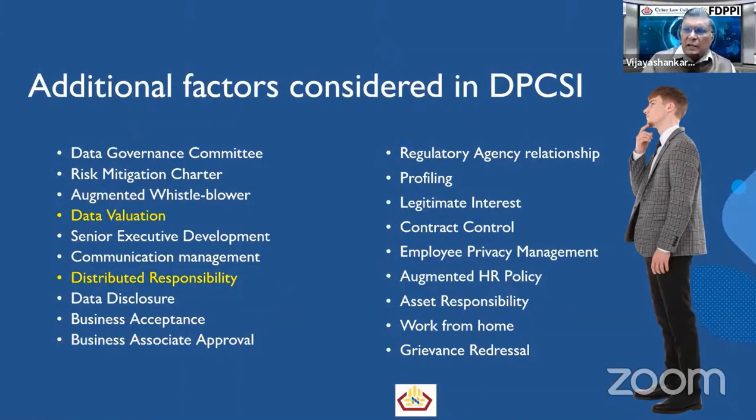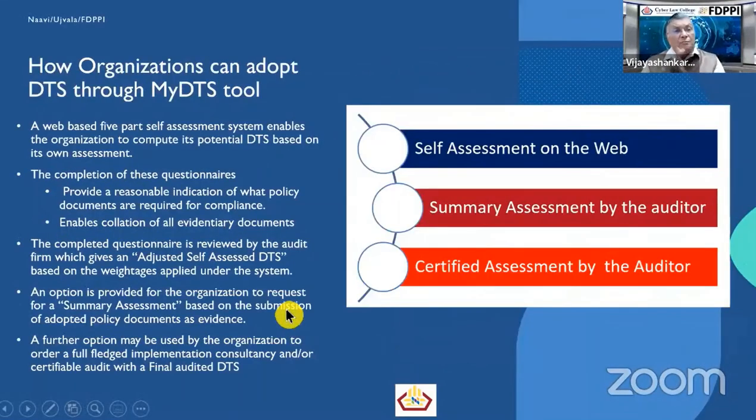Now, the first 19 are more or less mandatory. The remaining things are suggested and are considered best practice under DPCSI. Between these two, we are covering all the best practices of other known frameworks like your 27701 or anything else.